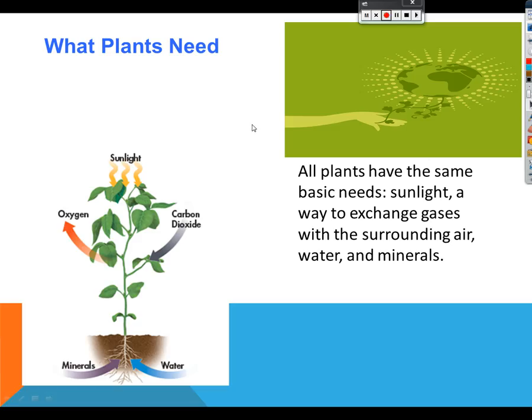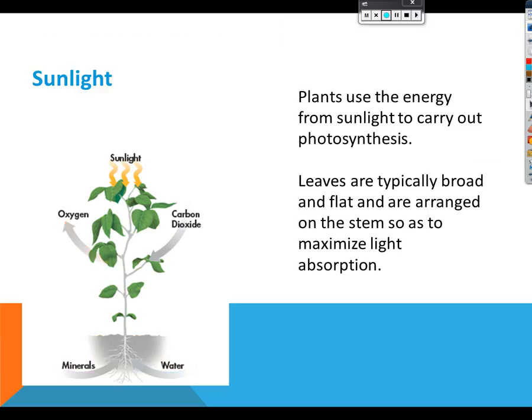So again, plants have that basic need. Sunlight, the way to exchange gas with the surrounding air. They need water and they need their minerals. So sunlight, plants typically have those leaves for sunlight. Leaves are designed the way they are purposefully because it gives them what? It's the structure of the plant that gives them a larger surface area.